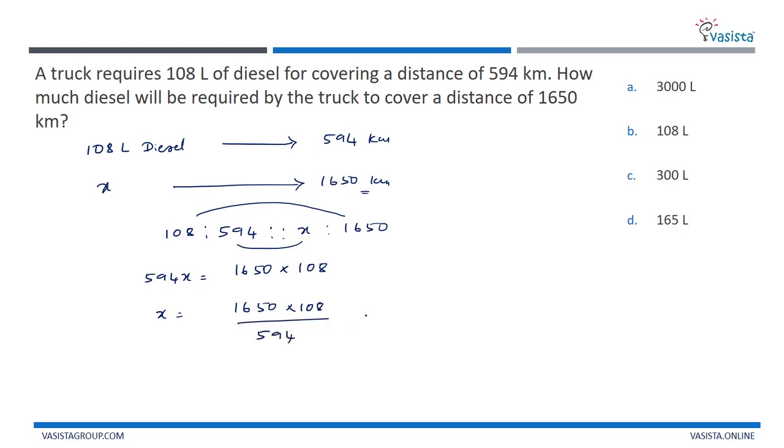Now simplify it here. See what happens. I can divide this by 9. 9 1s are 9, 9 2s are 18. This will become 1650 into 12, divided by 66. Correct. Now again we need to check this.